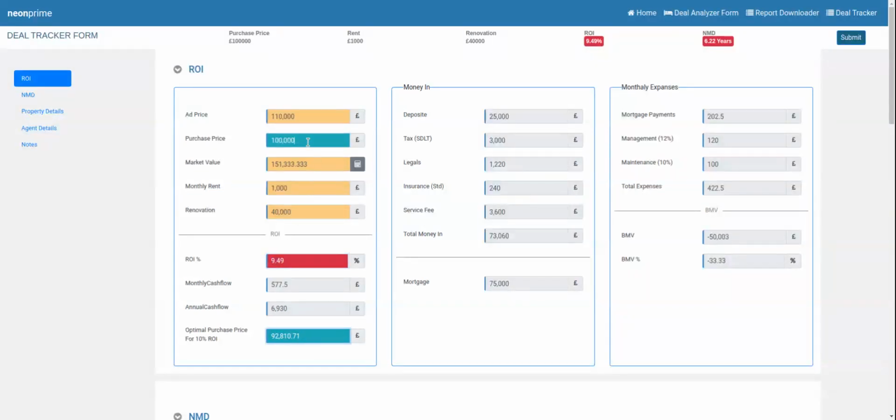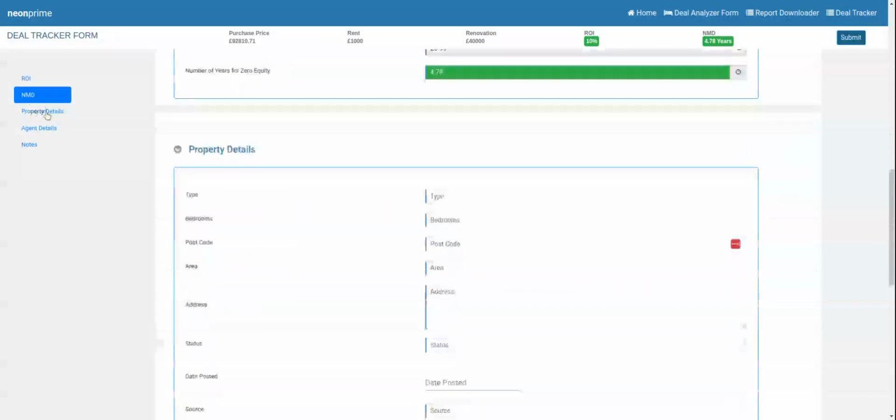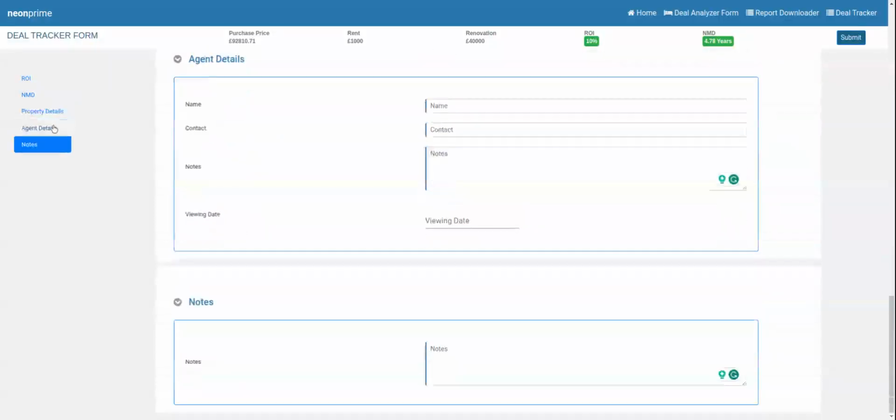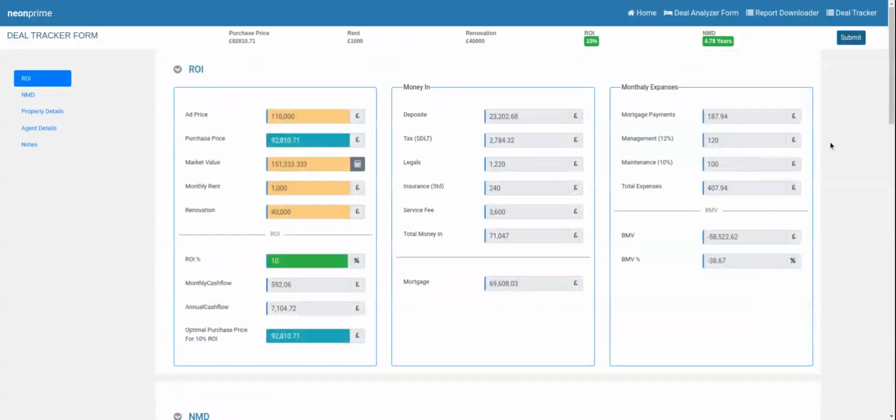If I just move the purchase price from here to here, it will say this is the exact price, and this or a lower price should be good enough for our 10% ROI. Yeah, that's pretty much about this. Once you submit it, this form will be submitted and stored in a database.